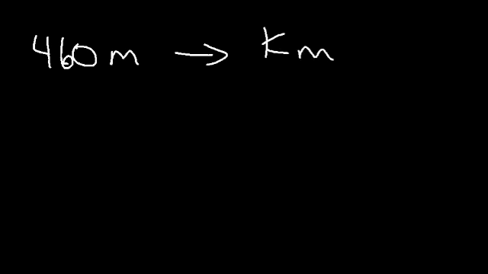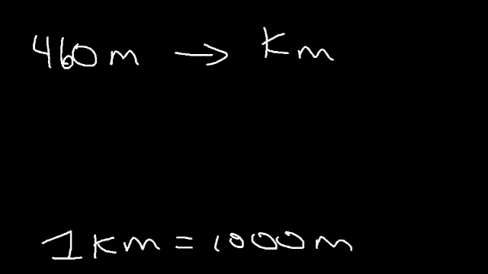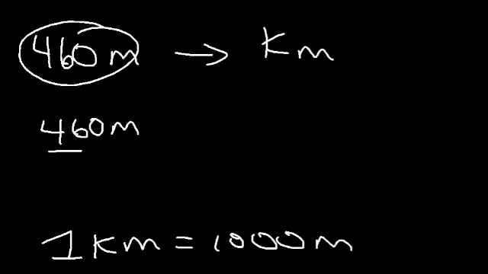So let's say you have 460 meters, how can you convert that to kilometers? Now the first thing that you want to do is identify the conversion factor that you need. The conversion factor between kilometers and meters is this. 1 kilometer is 1,000 meters. Now start with what you're given. We're going to write 460 meters over 1.